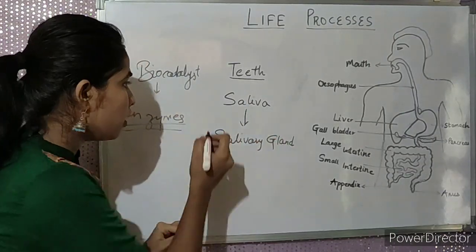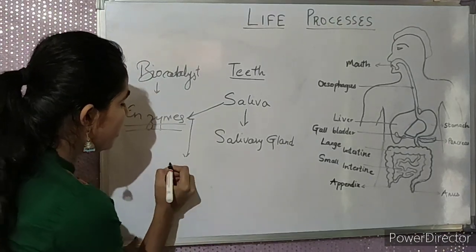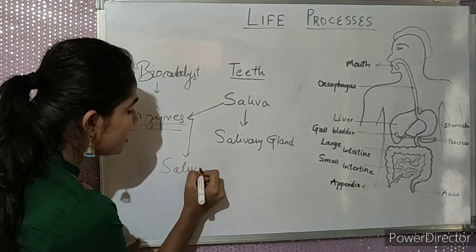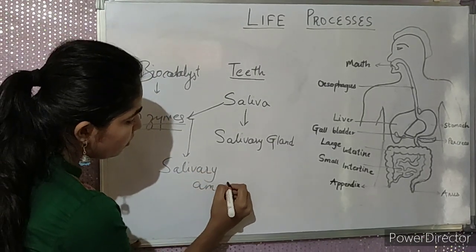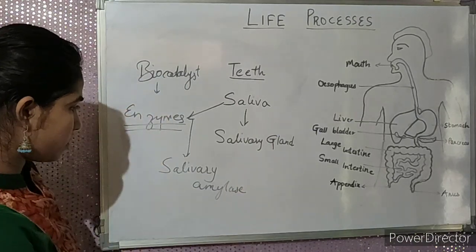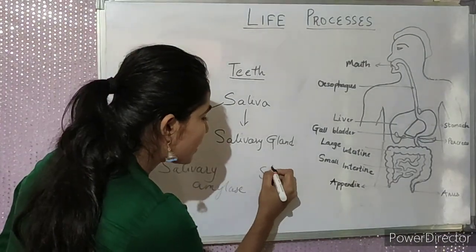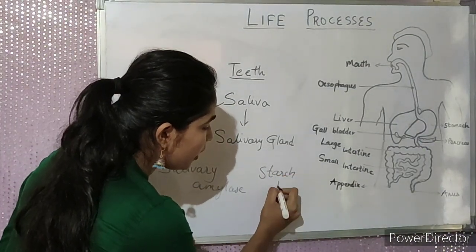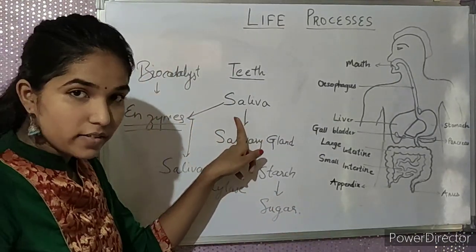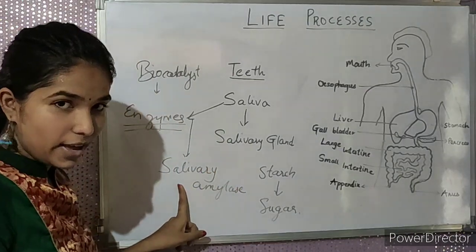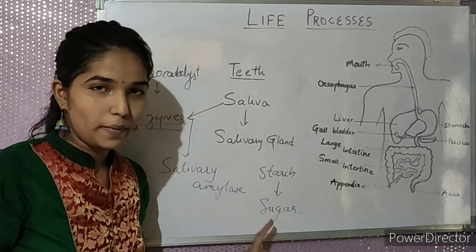Now this saliva also contains an enzyme. So which is that? It is salivary amylase. So it is the salivary amylase which breaks down complex starch into sugar. Okay, so what does saliva do? Saliva contains an enzyme which is called salivary amylase which breaks down the starch into sugar.